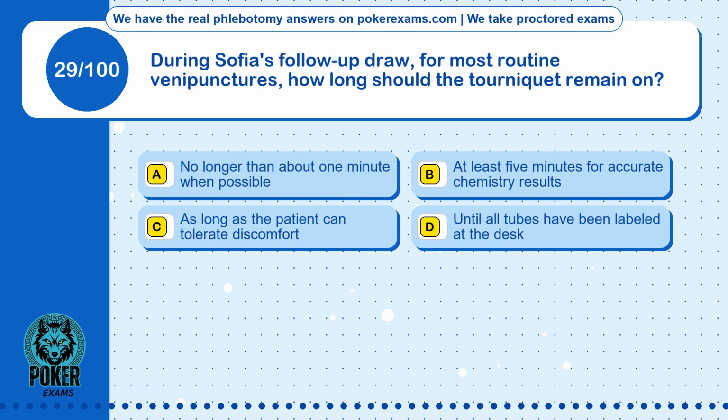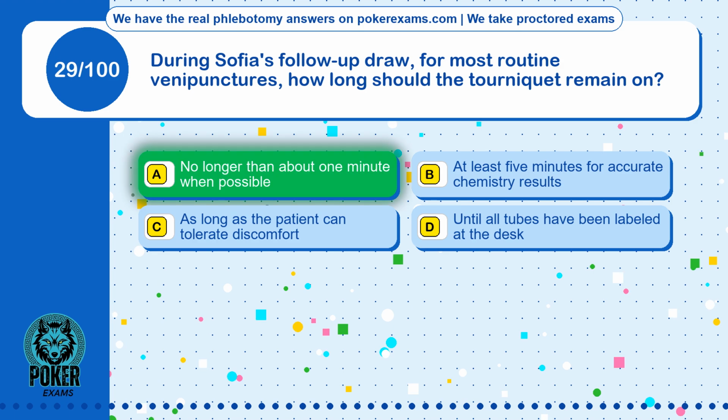Question 29. During Sophia's follow-up draw, for most routine venipunctures, how long should the tourniquet remain on? Option A. No longer than about 1 minute when possible. Option B. At least 5 minutes for accurate chemistry results. Option C. As long as the patient can tolerate discomfort. Option D. Until all tubes have been labeled at the desk.